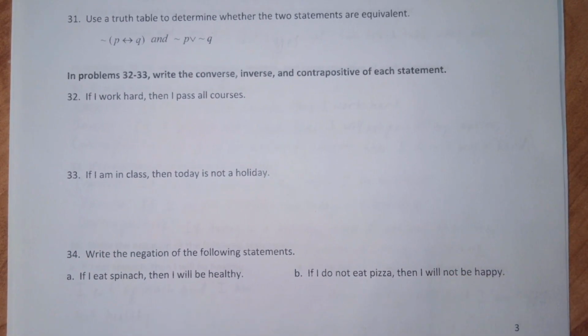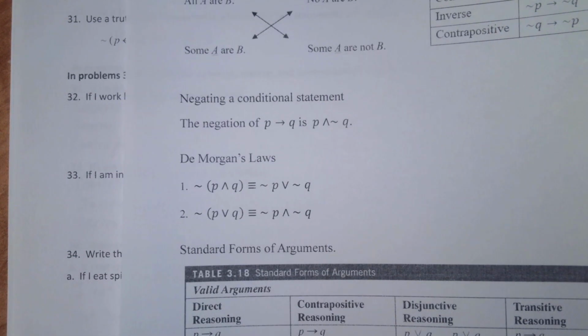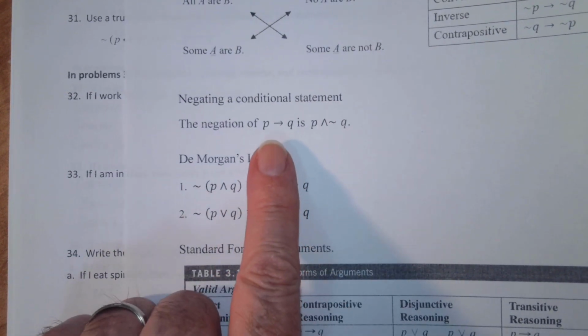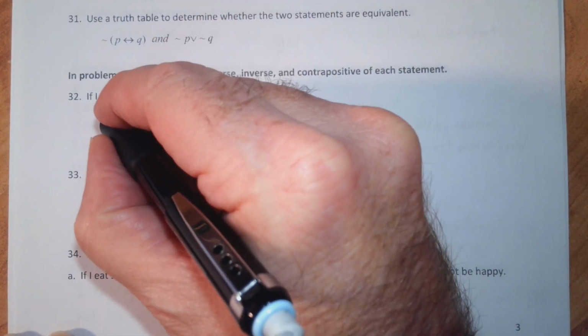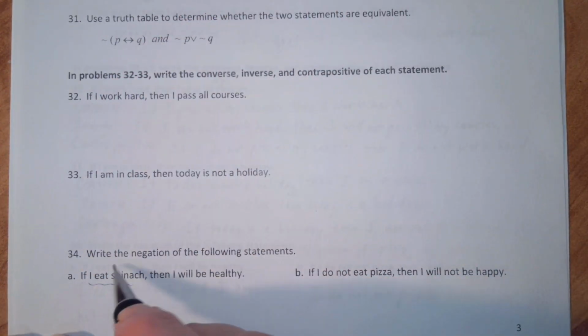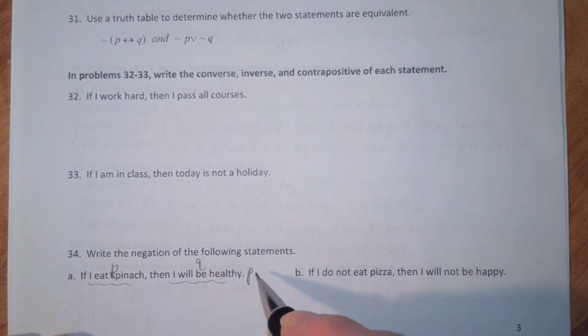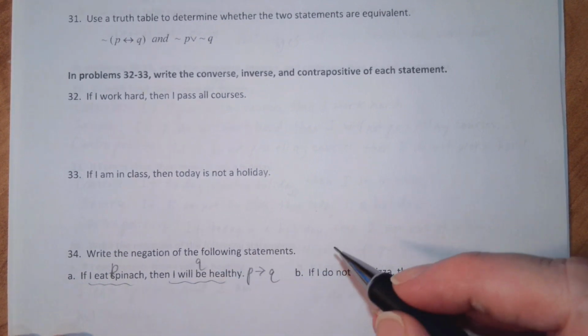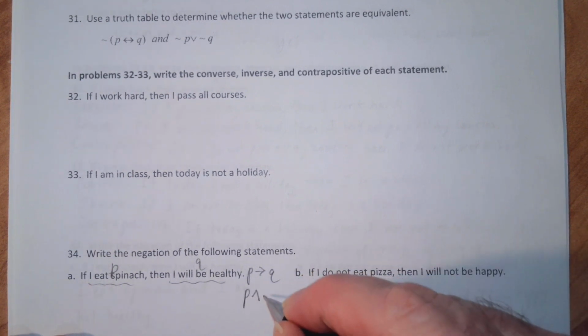Write the negation of the following statements. If I eat spinach, then I will be healthy. If I do not eat pizza, then I will not be happy. All right, again, you've got your cheat sheet here. The negation of P implies Q. So basically here we have P and Q, so if P, then Q. The negation, according to our sheet, is P and not Q.